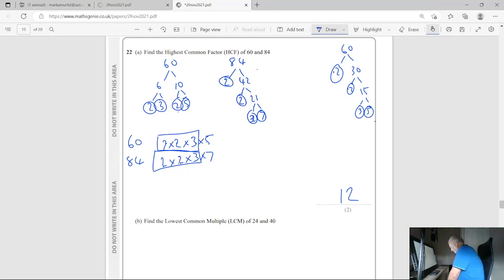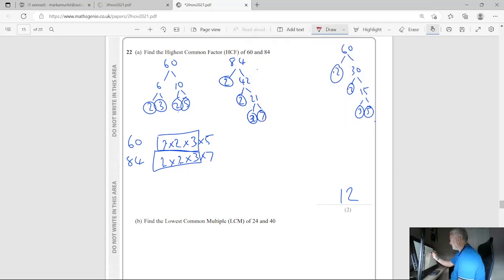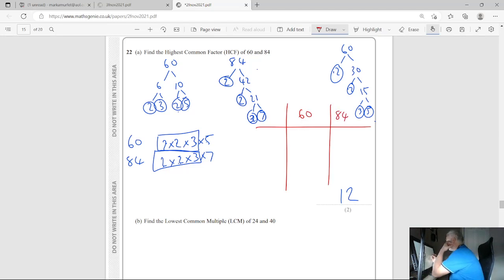Now, if you struggle on highest common factor, you could employ this method. This is the simplest method I've come across. To try and explain it, here's my 60, here's my 84. Think of the biggest number you can think of that's going to go into both of those. Let's say I'm going to divide it by 2, both even numbers. 2 times what gives me 60? 2 times 30. 2 times what? Well, that's going to give me 42.